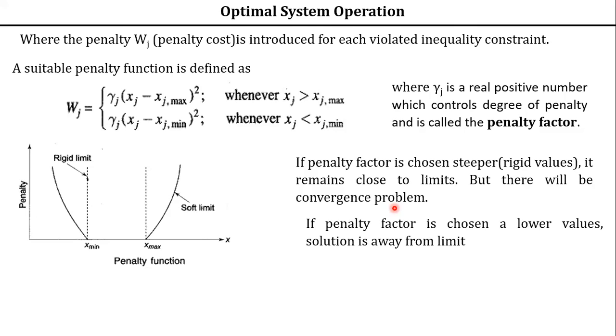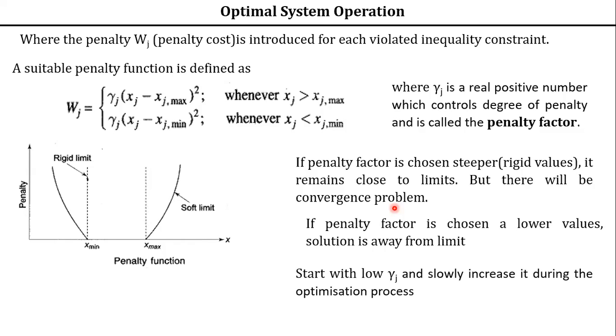If the penalty factor is chosen at lower values, the solution may be deviating from the limit. That means it is away from the limit. If it is a lower value, the solution may be deviating from the limits. It will not converge. And if you are selecting the rigid values, it may lie close to the limits, but still a convergence problem will be there. Understood? So you have to select this penalty factor gamma j appropriately. Again, some algorithms are there to select this gamma j, but that is not required at this juncture. Is it clear? So this is your penalty factor.